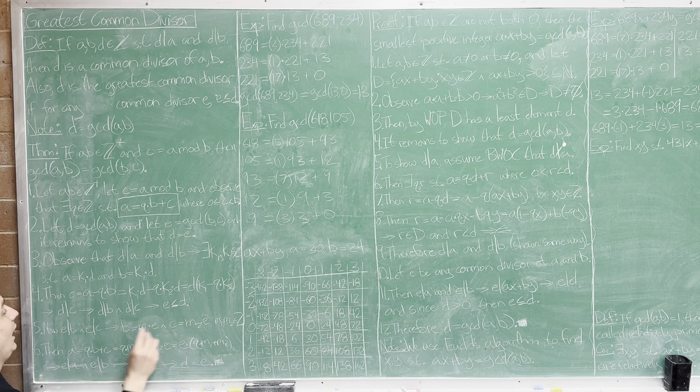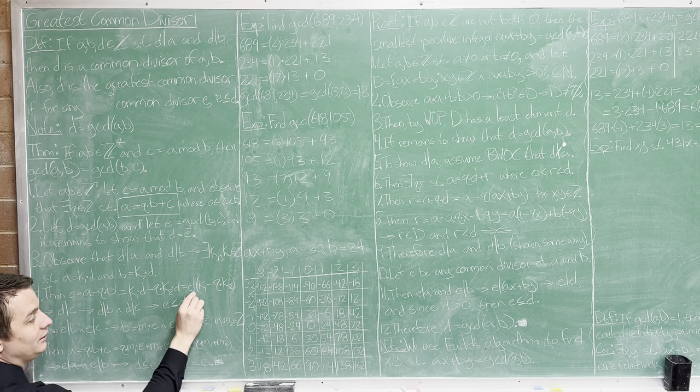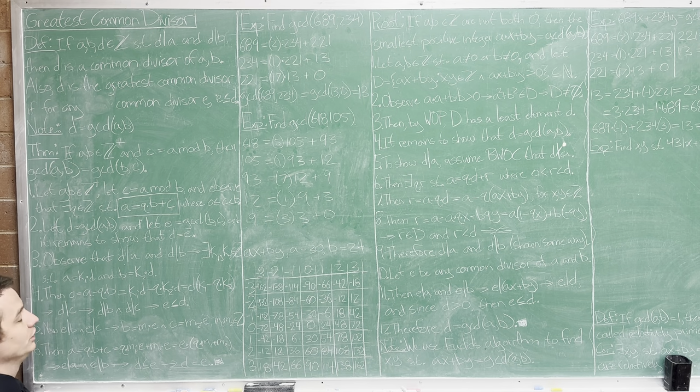Factor the D out, C is equal to D times some integer. Which integer? Who cares? The point is, we now know D divides C. So I now know that D divides C. So now I know that D divides B and D divides C. So D is a common divisor of B and C.